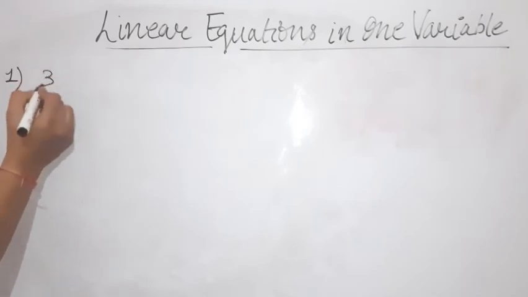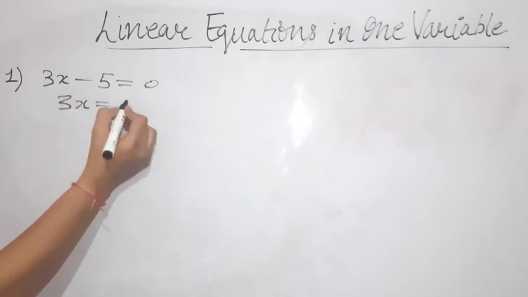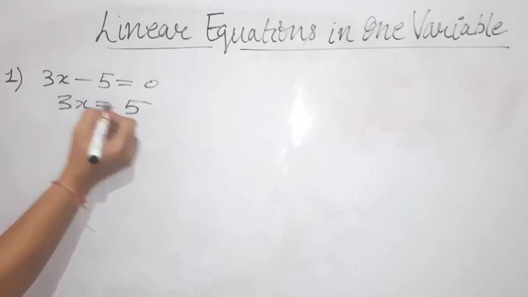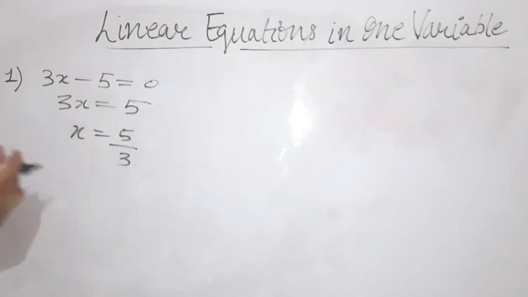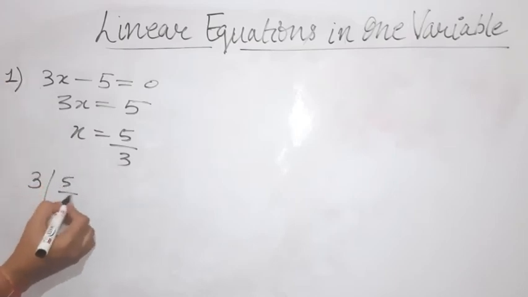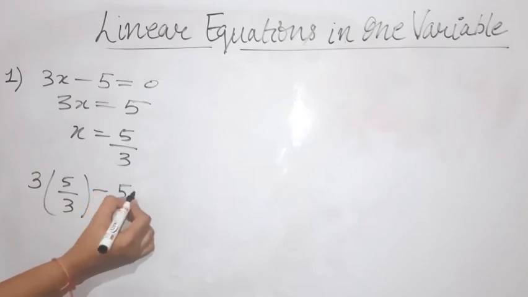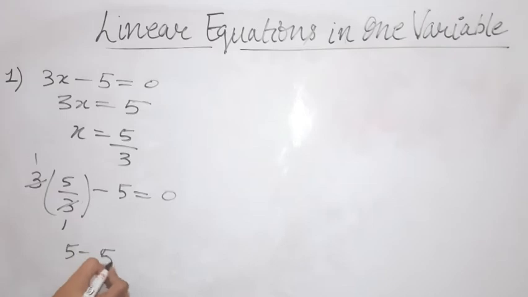For example, 3x minus 5 is equal to 0. So minus 5 will become plus 5 once it goes to the right hand side. Now x is equal to 5 upon 3, right? Now in place of x I have to write 5 upon 3 and the rest of the equation will be the same, and then we have to check. So 3 ones are 3, 3 times 5 upon 3 is 5. Now 5 minus 5 is 0. So 0 is equal to 0. LHS is equal to RHS. Hence verified. This is how we have to check the equations.